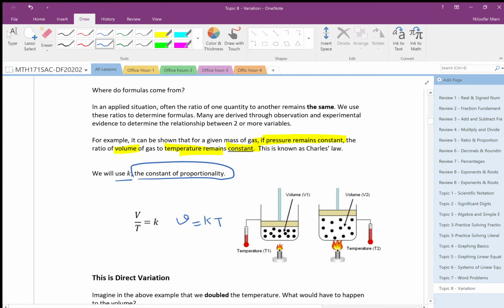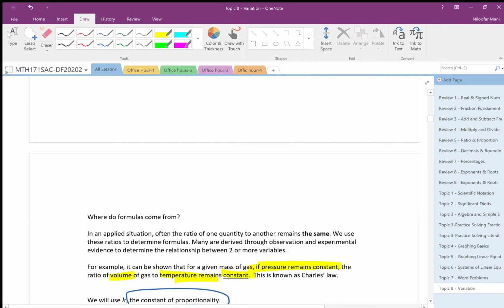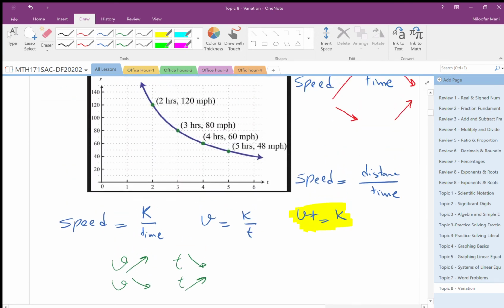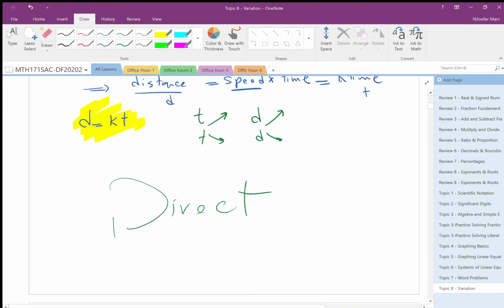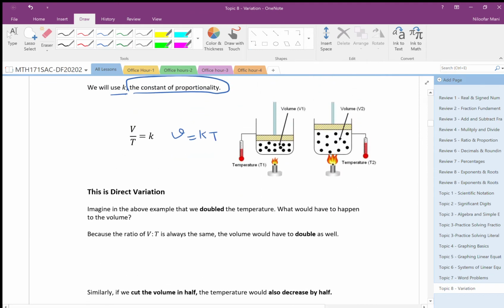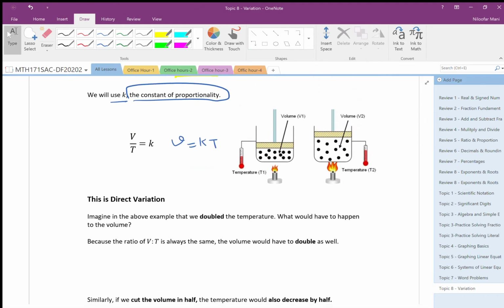What do you expect when you compare it with the two other examples? In this example, K is one side and V, T is one side, and here D is one side, KT. So here is V equal KT. But the T there is time and the T here is temperature. It doesn't matter, I can use any variable. So what do you see here?